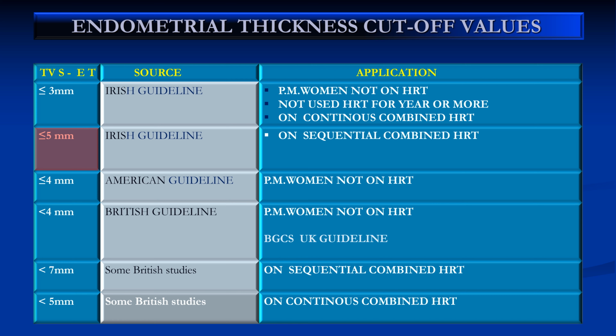So this is the endometrial thickness cutoff in these groups. The Irish guideline mentioned that in postmenopausal women on sequential combined HRT, if the endometrial thickness is equal to or less than 5 mm, the risk of malignancy is less than 1%. Above 5 mm, start investigation. The American College guideline mentioned that in postmenopausal women not on HRT, if endometrial thickness is 4 mm or less, the risk of malignancy is less than 1%. More than 4 mm, start investigation. So the cutoff value here is more than 4 mm.